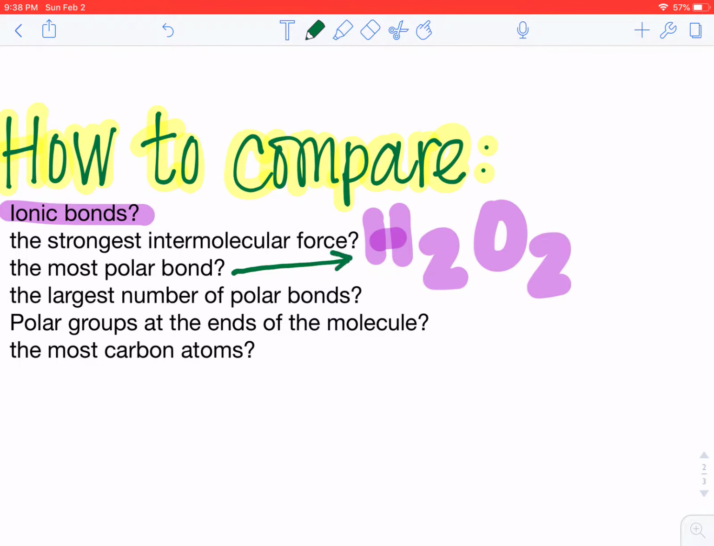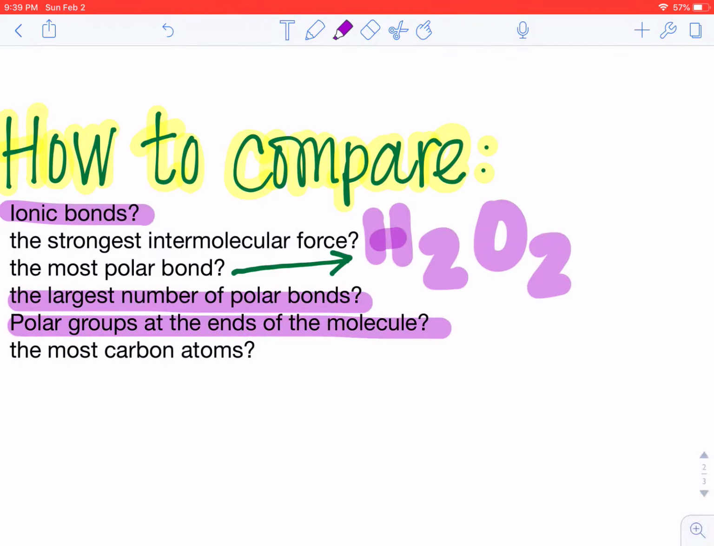We are going to go ahead and stop here for now. Let me just mention these others really briefly. The largest number of polar bonds could be an important factor here. We also have polar groups at the end of the molecule versus in the center of the molecule. That could also affect boiling point. And finally, last but not least, if everything else is even, we can count the number of carbon atoms, because in that very last case, the larger molecule is going to be more difficult to boil.